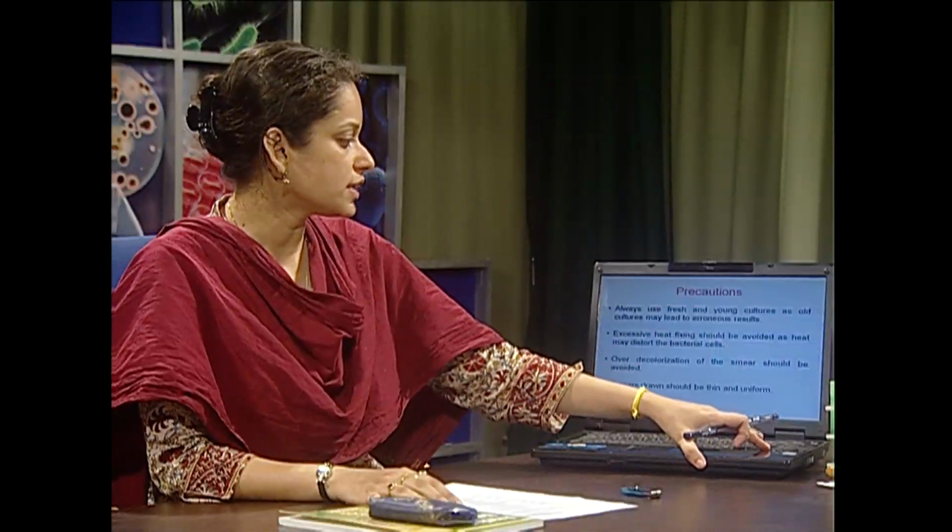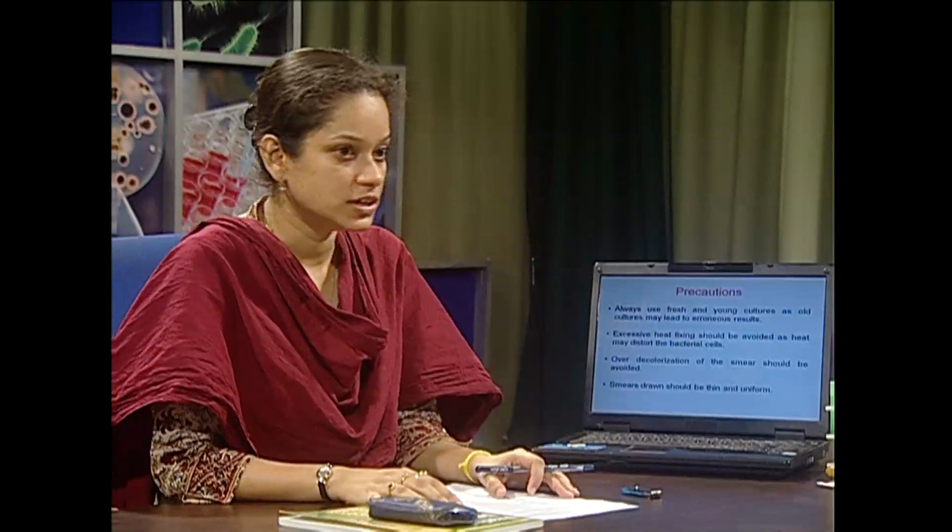As well as it helps us to identify the morphology of bacteria. For example, we can say that E. coli are small rods, while Staphylococcus aureus is round-shaped in nature. Now, what are the precautions which we need to follow during the experimental procedure?